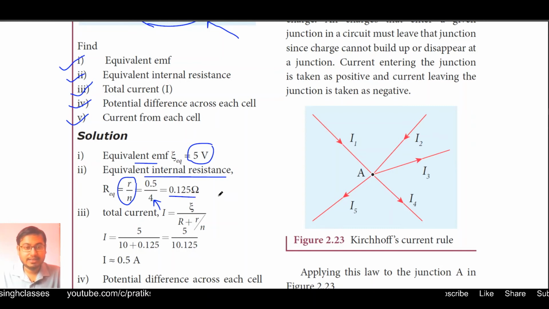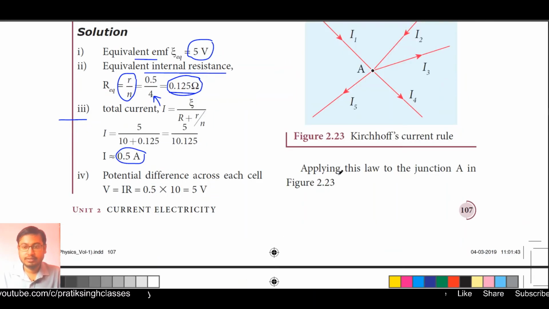As you can see, the internal resistance of each cell was 0.5 ohm, but the equivalent resistance became even smaller than that of a single cell. Total current I is equal to epsilon divided by R plus r by n. Just substitute the values and you will get 0.5 amperes. The next question is the potential difference across each cell, that is V equals I into R, which is 0.5 ampere into 10 ohm, equal to 5 volt. The same thing we concluded when we studied cells in series.